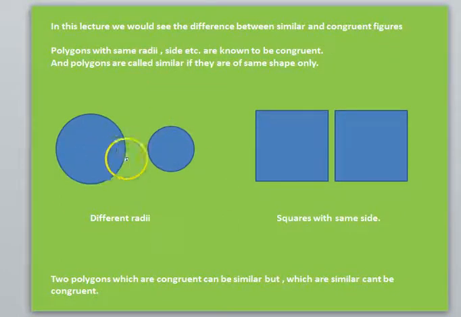If I consider two circles with different radii and squares with the same side, could you define what is congruent and what is similar? Try it out. Two polygons which are congruent can be similar, but those which are similar cannot be congruent.